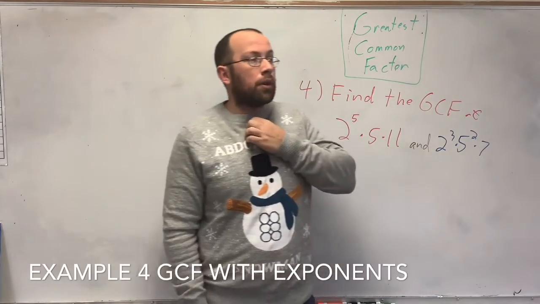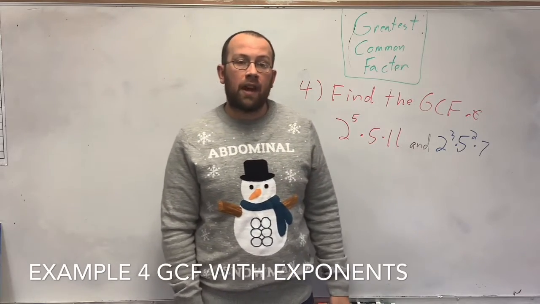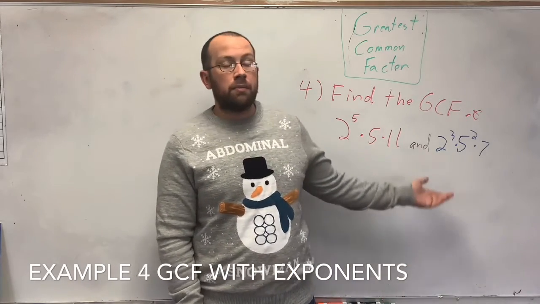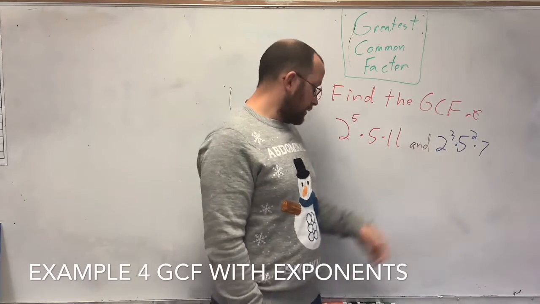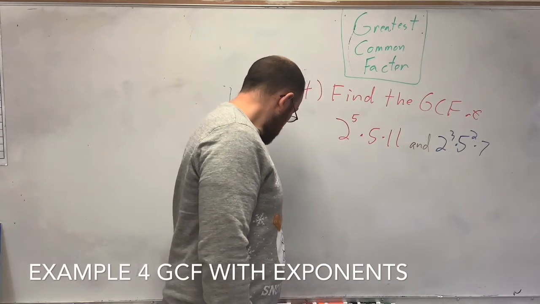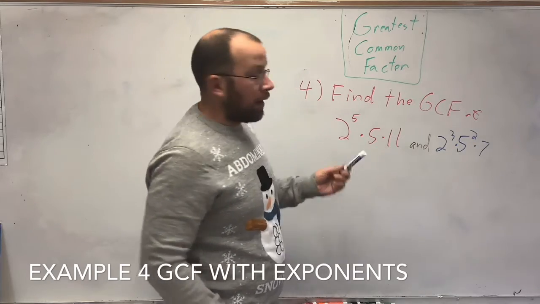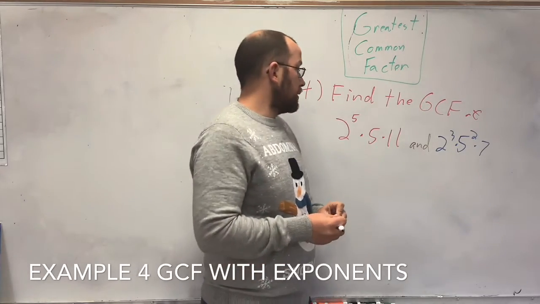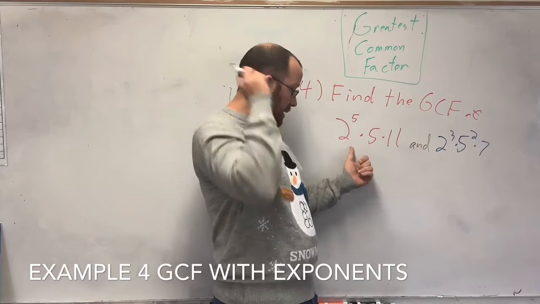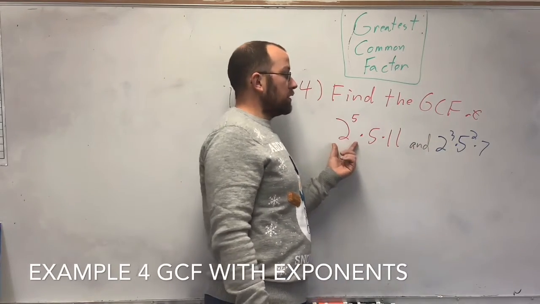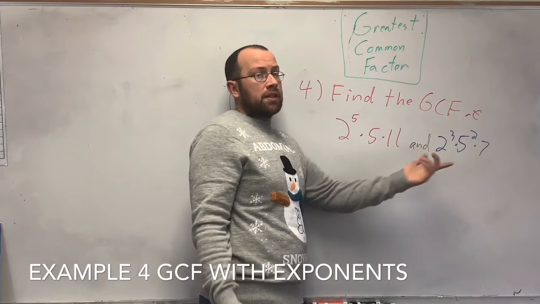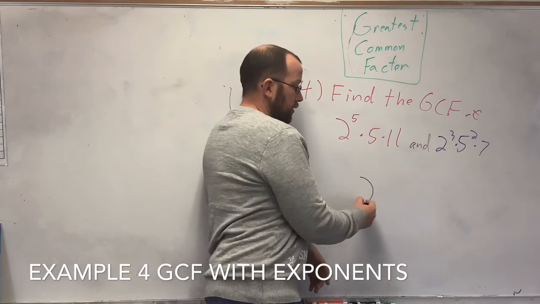All right, for this one, we're going to find the greatest common factor of these two. These are already broken down into factors, already factored out, and put in exponential form. So all we have to do to figure this out is pick the base that matches on both, and then take the lowest exponent. So this is 2 to the 5th, this is 2 to the 3rd. Which has the smaller exponent? 2 to the 3rd.